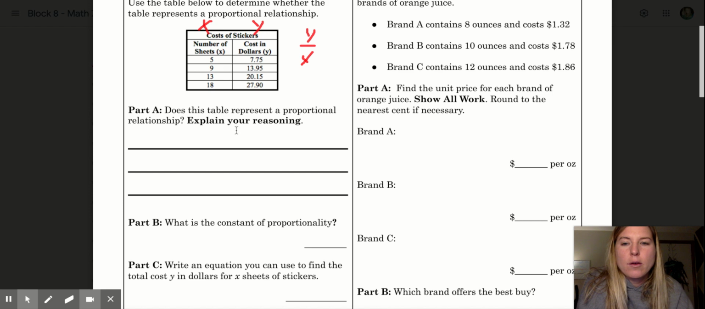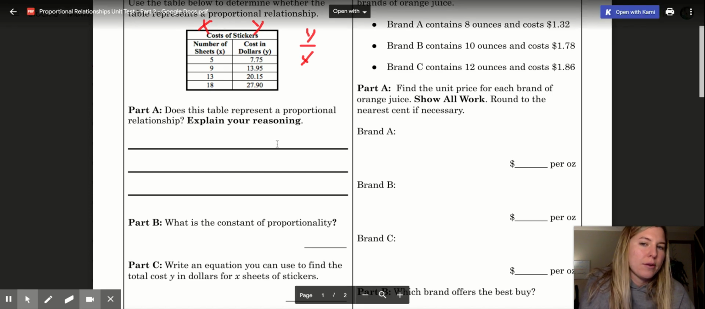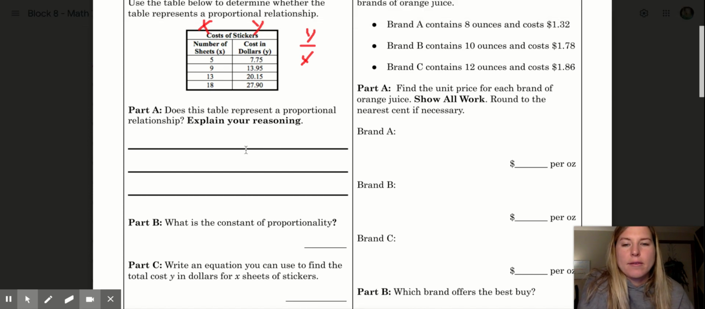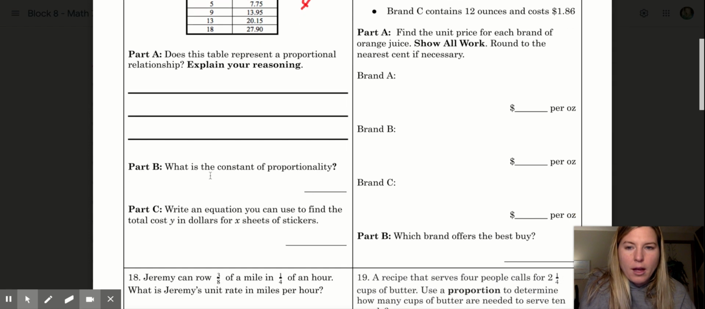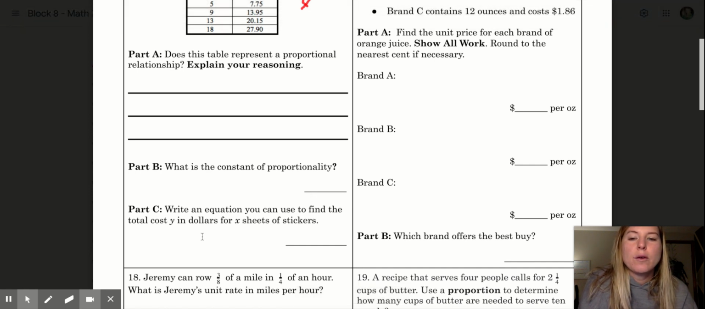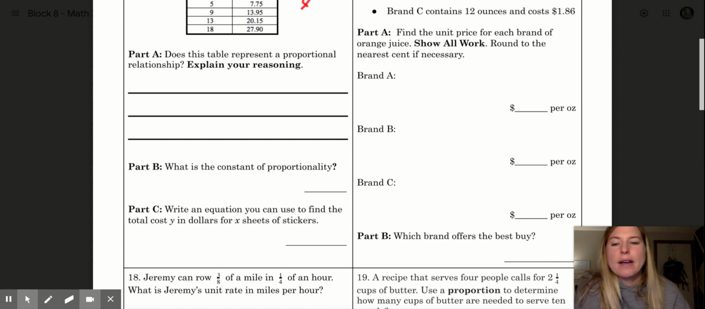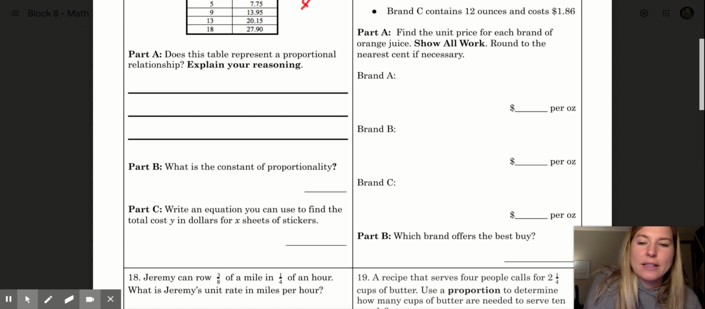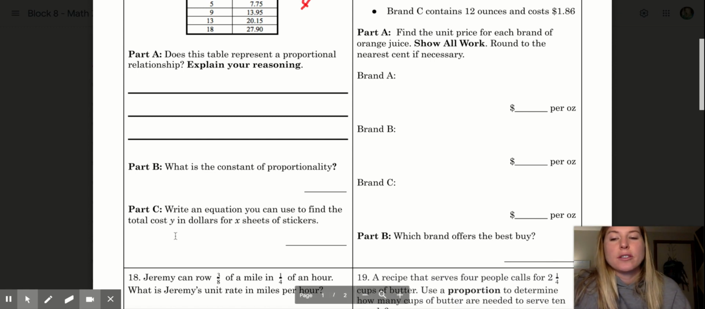They're the same thing. Or you would say, no, they are not. They don't have the same constant of proportionality. What is the constant of proportionality? So if all those numbers were the same when you divided them, that's the constant of proportionality. And then write an equation you can use to find the total cost Y in dollars for X sheets of stickers. So you would write Y equals whatever the constant of proportionality is, and then X.